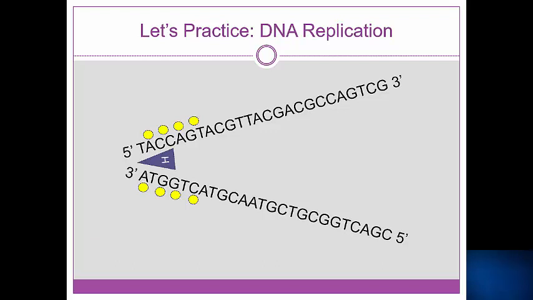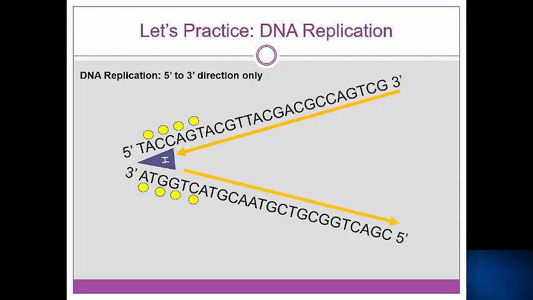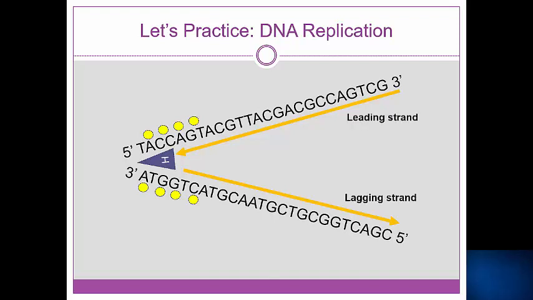Now take a look at our 2 strands. We can see that they run anti-parallel to one another, right? But DNA replication can only occur in one direction. Which direction is that? Yes, DNA replication can only occur in the 5' to 3' direction. So that means DNA replication has to occur in this direction on this strand, and in this direction on this strand. Given this information, we can determine which strand is the leading strand and which strand is the lagging strand. Can you tell which is which? That's right.